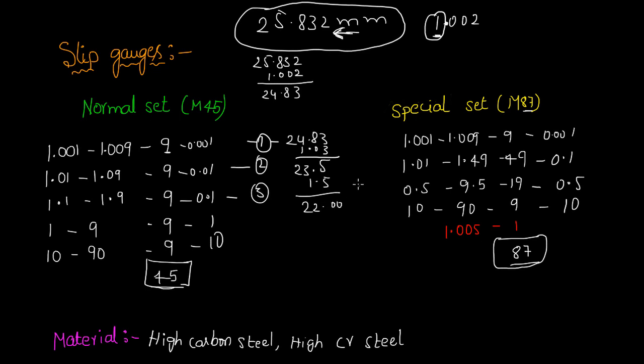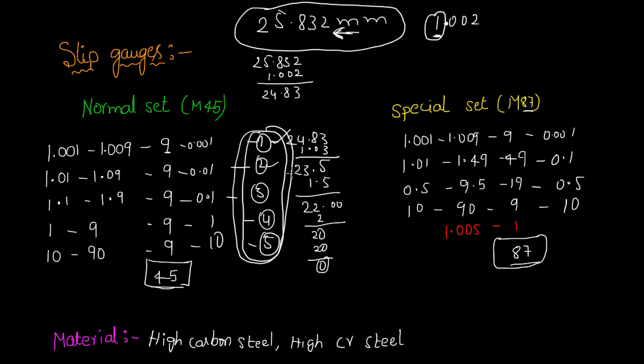22.00. From this I am taking a 2 mm gauge. So that will give 20. From this I can take 20.00. So I'm using a total of 5 gauges. These are the 5 gauges I'm using. From this I'm using 1, from this the second one, from this 3, from this 4, from this 5. So in total I'm using 5 slip gauges to build the height.